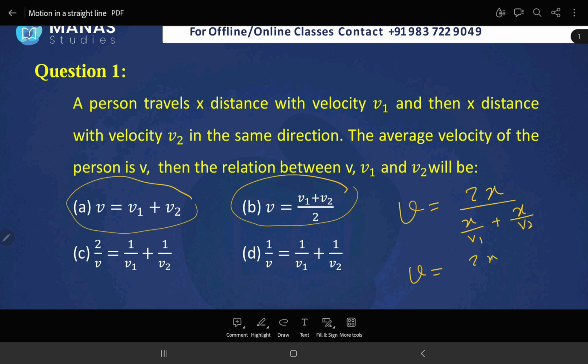So now 2x upon, when I'm taking the LCM, v1 into v2, x v1, x v2 plus x v1, and then when I'm simplifying it, I'm getting twice v1 v2 upon v1 plus v2, and this will be our answer, option C. Now let's move to the next question.